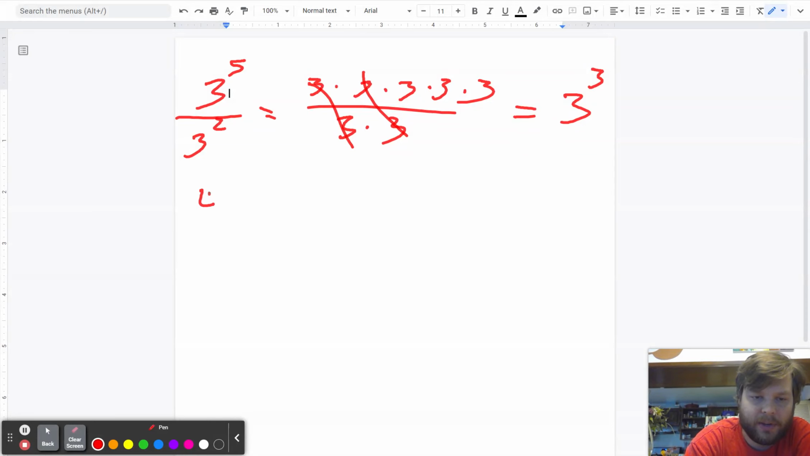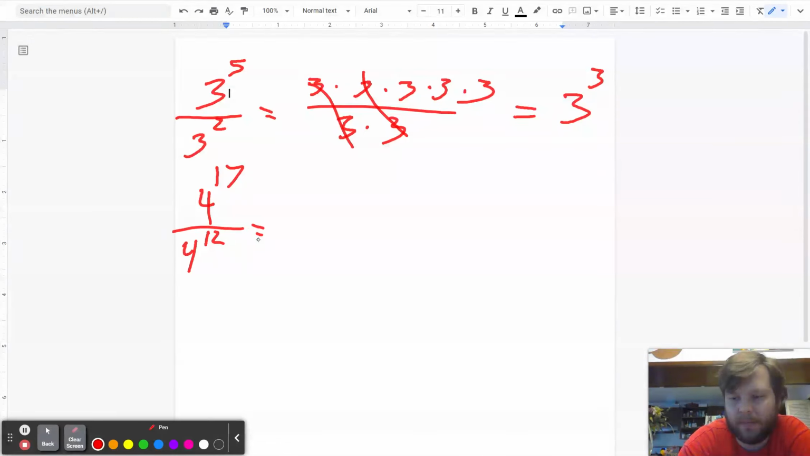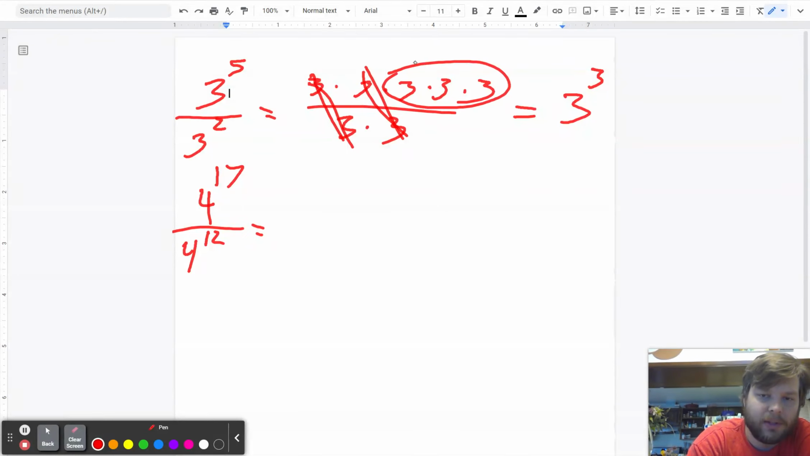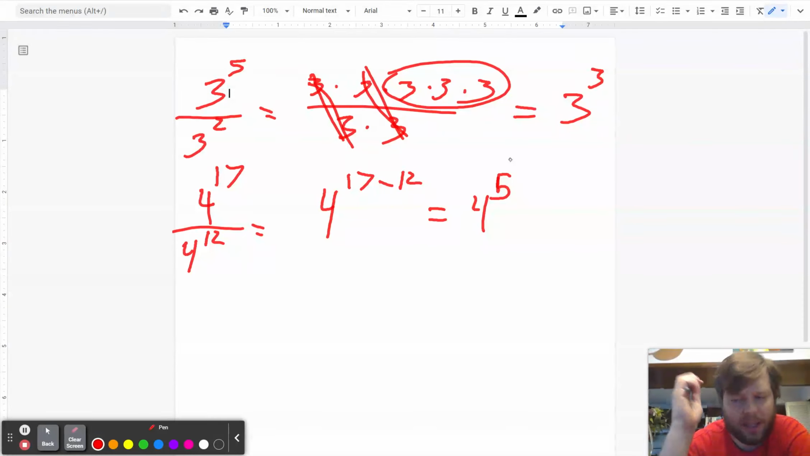That's okay with a small number of factors, but if we had 4 to the 17th over 4 to the 12th, I don't want to write all those out. But what I notice is that each of the tops cancels a bottom, leaving me with just the difference between the two. So I can shortcut it and just write 17 minus 12 and write it as 4 to the 5. That's what it means when it says an integer raised to a power. You have a single integer raised to a single power.